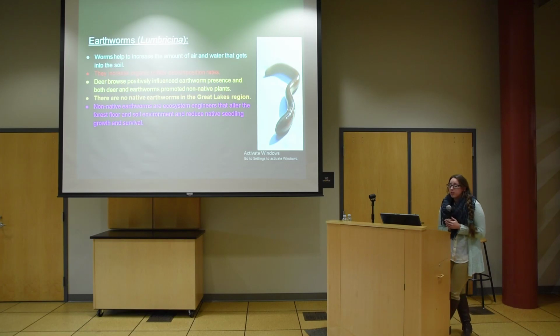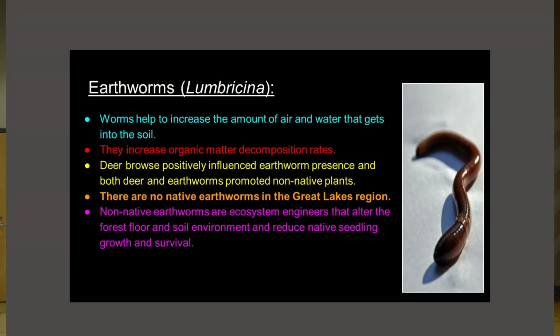Which next brought me to my second hypothesis, which is with earthworms. Typically, earthworms are positively influenced by deer browsing. So with the deer browsing, there would be more of an impact of worms being shown in the soil. And typically, we do not have any native earthworms in this region. So with that, it starts to decrease our native seed population and survival growth.